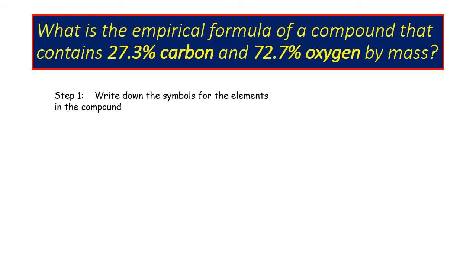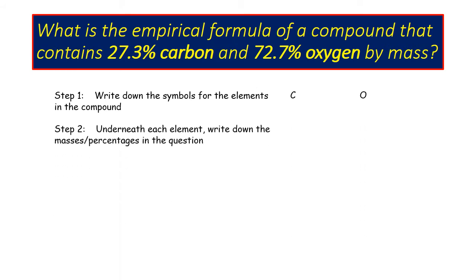So step 1, write down the symbols. There we go, got carbon and oxygen. Step 2, write down the mass percentage we're given. So we're given these percentages and we're just going to treat it like we have 100 grams in total of this stuff. So we've got 27.3 grams of carbon, 72.7 grams of oxygen. Just plug the numbers in.